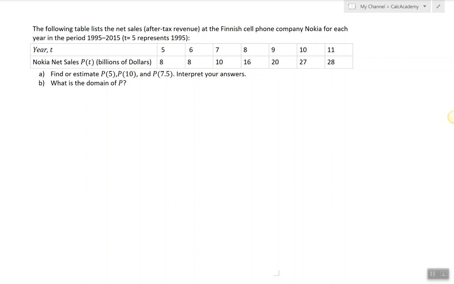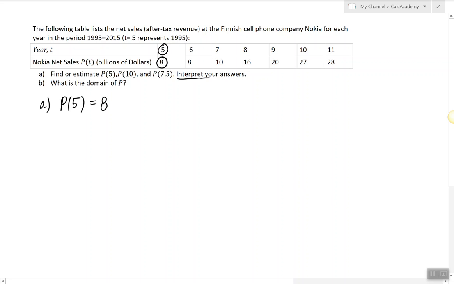So what does it mean to evaluate or to estimate P of 5 in part A? That means we have to find the output corresponding to the input 5. Now, looking at the table, we can easily identify the input 5 and the corresponding output 8. So we can say that P of 5 is equal to 8.